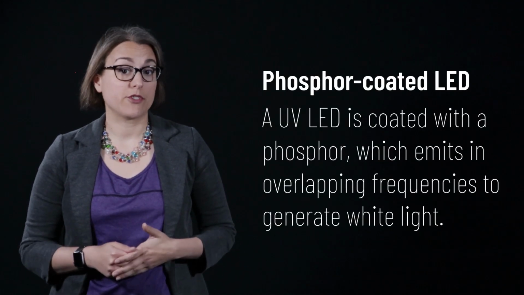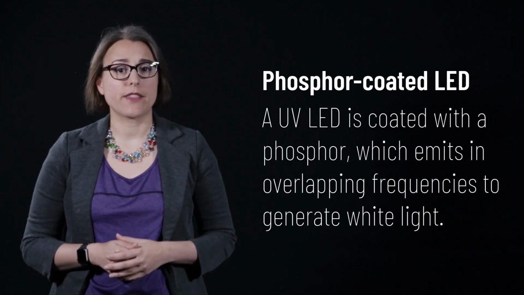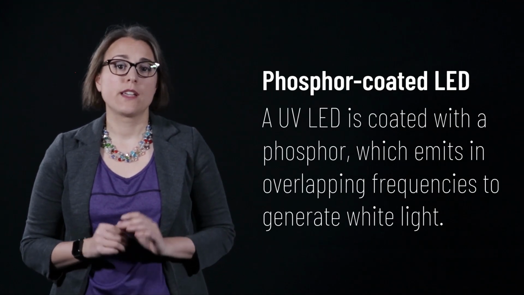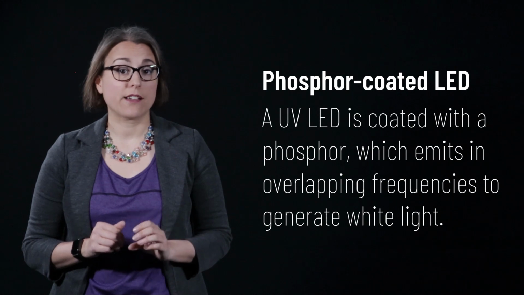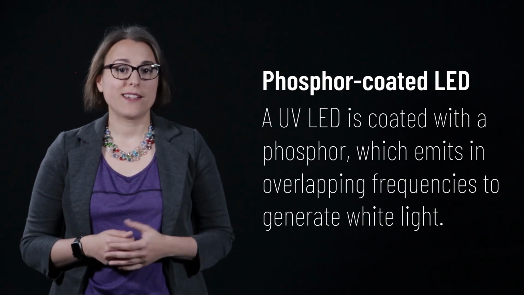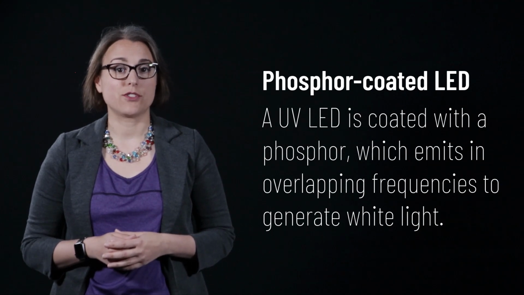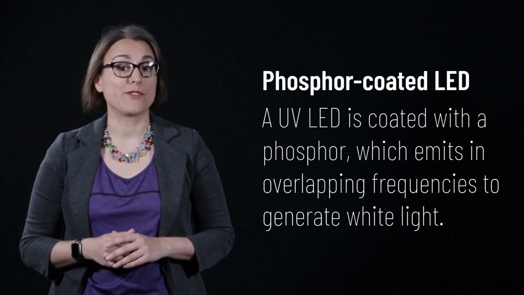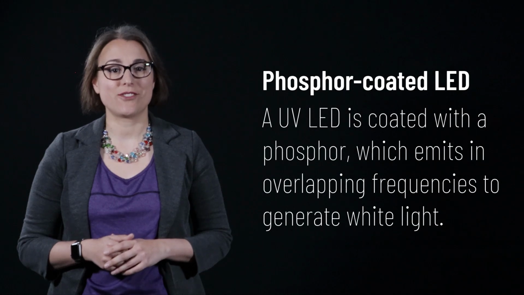The second method for generating white light is similar to that used in fluorescent bulbs. A UV LED is packaged in a piece of epoxy that is coated with a phosphor. Depending on the exact phosphorescent chemicals used, different color temperatures of white LED bulbs are achieved.